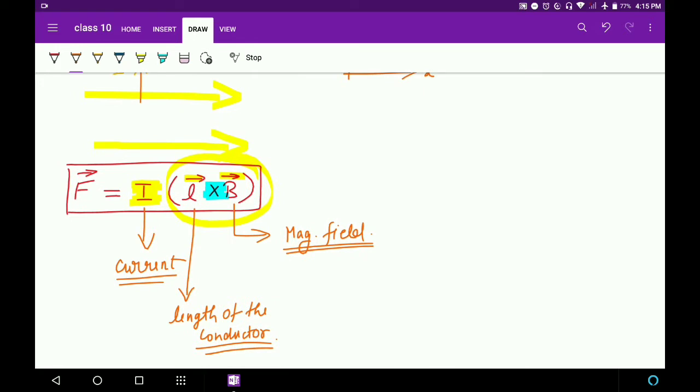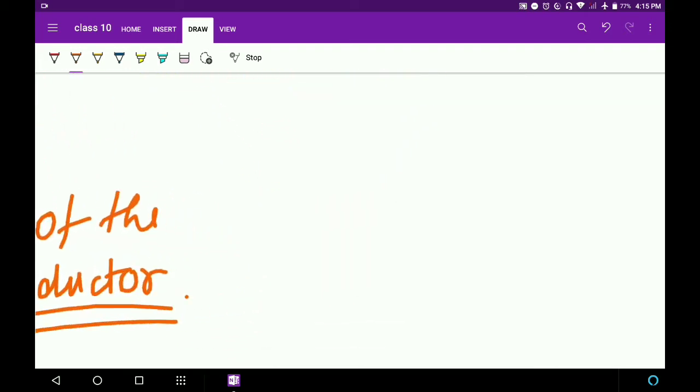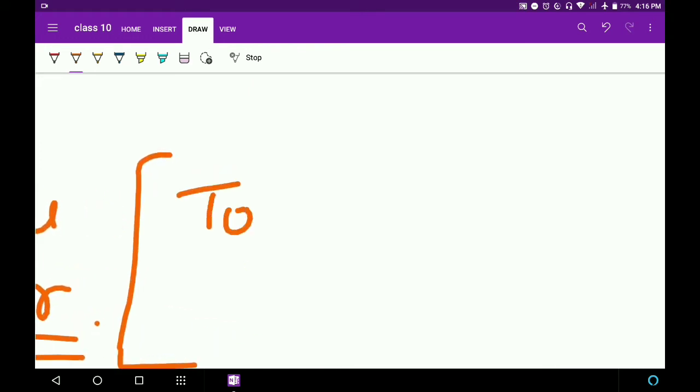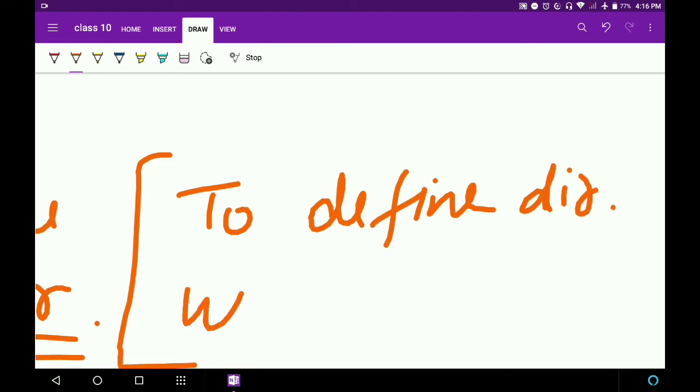Now if you see carefully, this length I have represented as a vector quantity. To find the magnitude, it is not difficult. You can simply calculate the length of the wire, and that will be the magnitude. But how will you define a direction for this length? To define the direction of this length, we will use the direction of the current. This part is very important. To define the direction, use the direction of current.